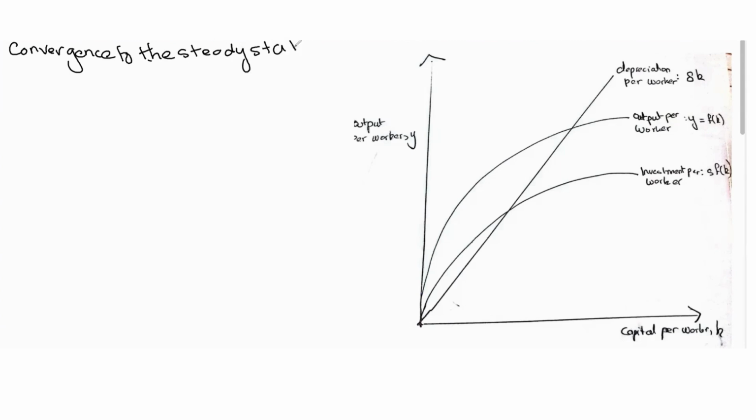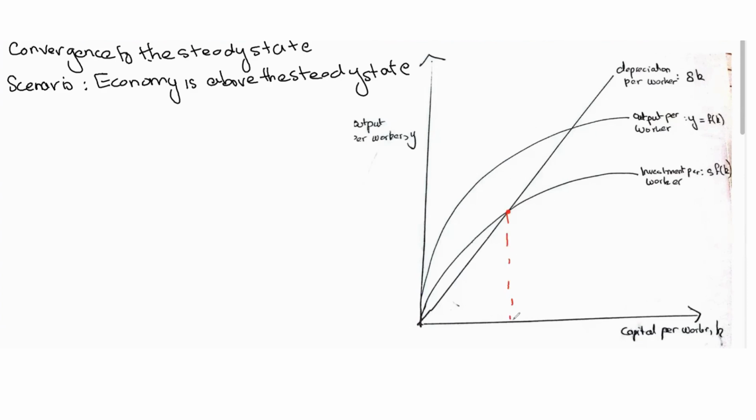So now the scenario is the economy is above the steady state. Now we know in this basic Solow model, the steady state value of capital per worker occurs where investment per worker is equal to depreciation per worker. So this is the steady state value of capital per worker. And we know we can find the associated level of output per worker through a per worker production function, y star.